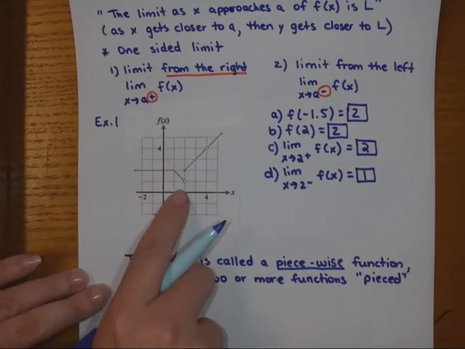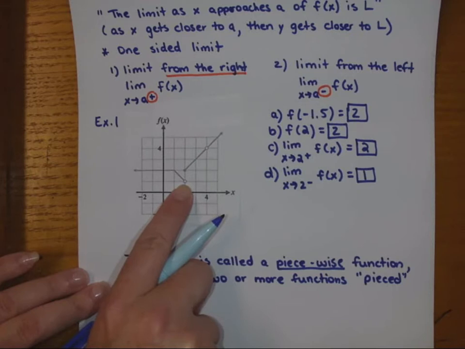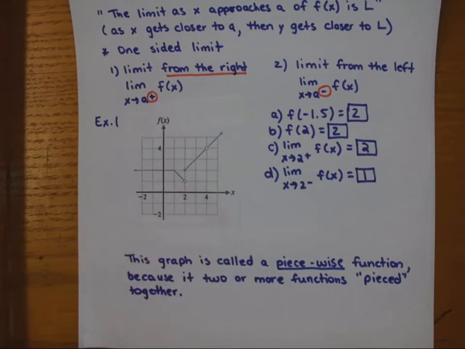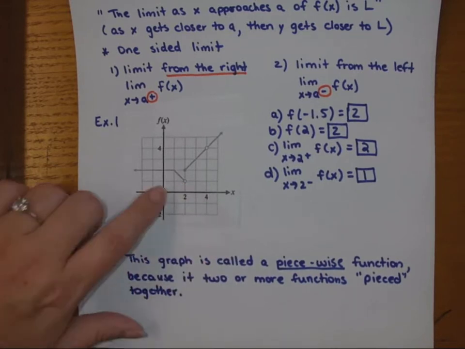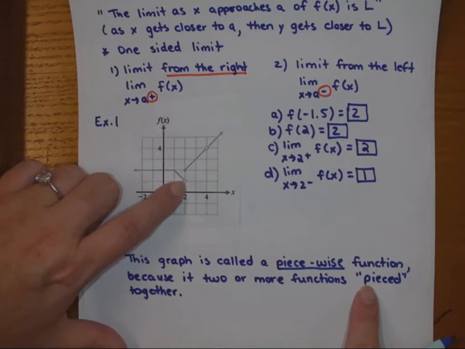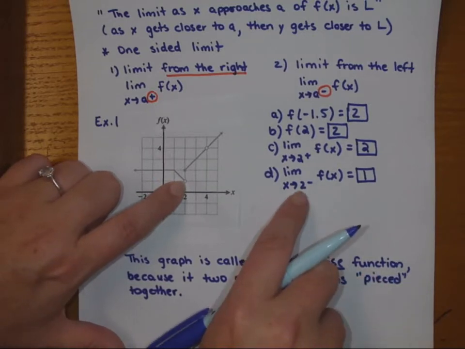Notice in this case we just approach it. We don't actually reach 1 since 1 is an open circle, but we're trying to write down what y value we are getting close to. And we are definitely getting closer and closer to 1 the closer we get to 2 from the left.